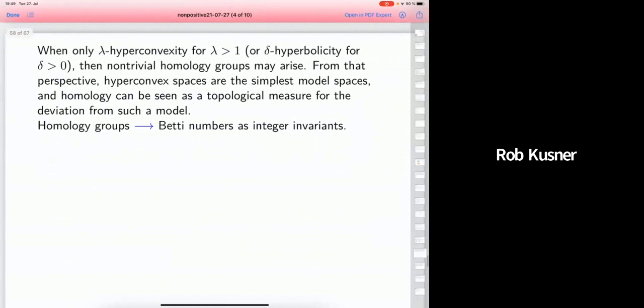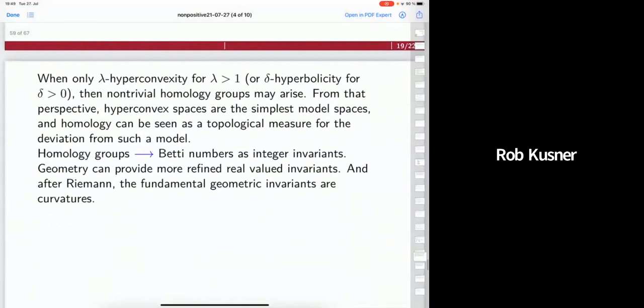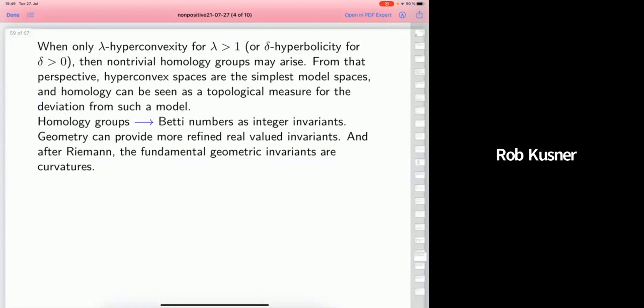And of course, from homology groups, you create integer invariants, namely the Betti numbers. But now the point is that this is just topology, and geometry can provide us with more refined real-valued invariants. You can check about these values of lambda. And of course, the fundamental geometric invariants, according to Riemann, are curvatures. And so you see, curvature notions can refine topological concepts.